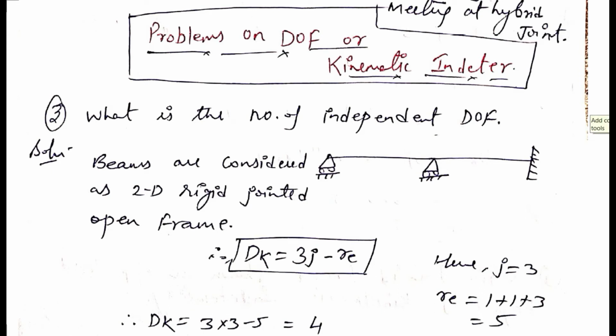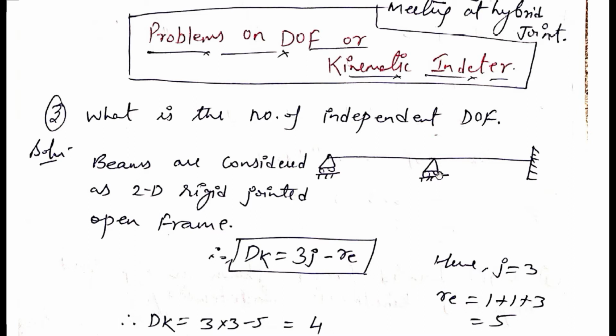So hello dear students, in this video we will see the numerical part on kinematic indeterminacy, or you can say the degree of freedom. Based on the previous video on the concepts of kinematic indeterminacy, we will solve these questions. What is the number of independent degrees of freedom for this beam?